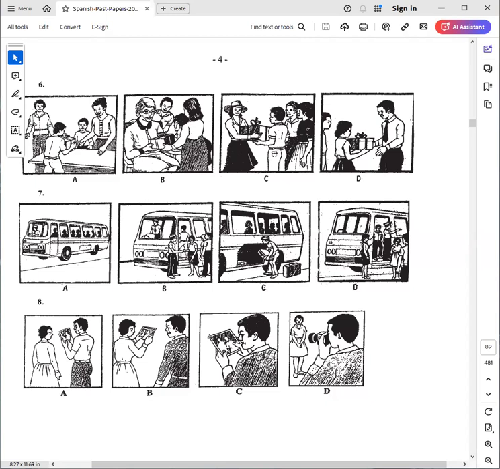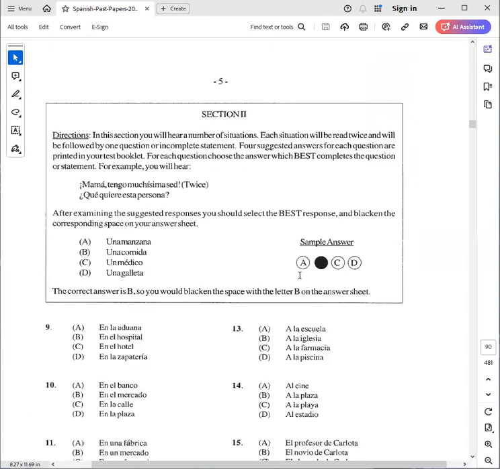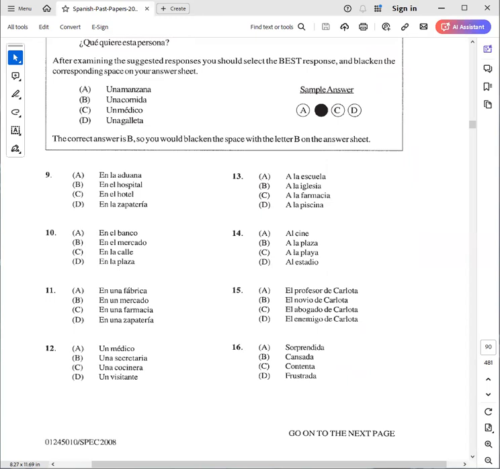Number 7, el conductor maneja el autobús. So the driver drives the bus. So number 7, you have A. And number 8, it says, lo siento, él está mostrándole la foto. So he is showing her or him the photo. So that's A.